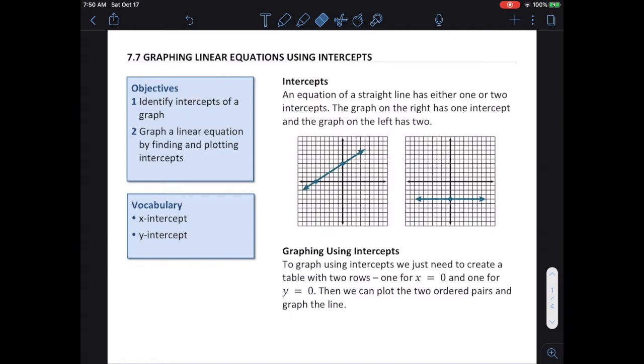Welcome back. This lesson is going to expand on what we talked about in the previous lesson about graphing linear equations using tables. We're going to use tables again, but this time we're going to only graph using intercepts. So take a look at this page, read through the objectives, the vocabulary about intercepts, and then graphing using intercepts, and then we'll move on and go through some examples.